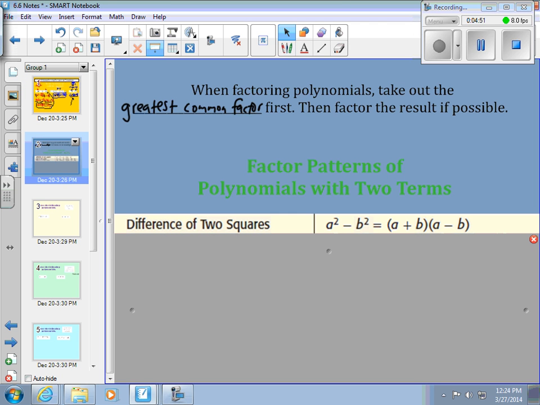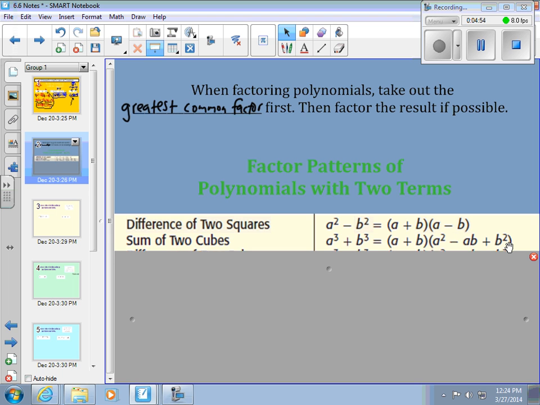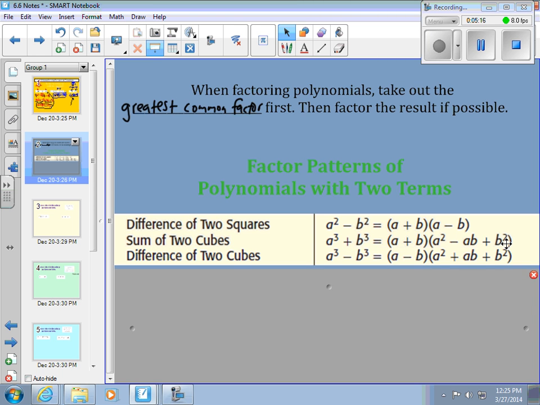The other two we're going to be looking at are new. They're called sum of two cubes. Anytime you are adding two perfect cubes, it's going to follow this factor pattern here. A plus B times the quantity a squared minus ab plus b squared. The a's and the b's we'll talk about when we start looking at some of these examples, what those are going to be.